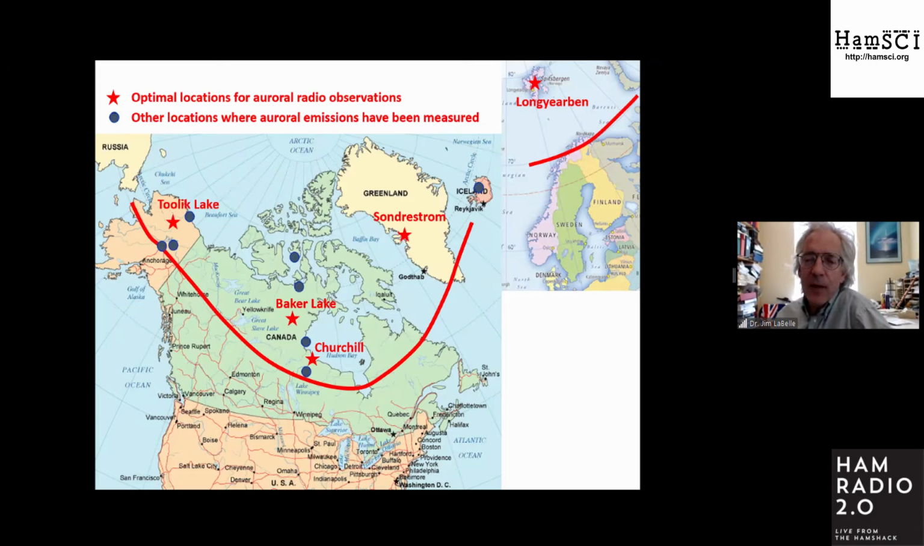Okay, so that's a little bit of an upshot about what you're up against as an amateur wanting to make these measurements. It's not impossible though. And I would encourage people to plan trips.